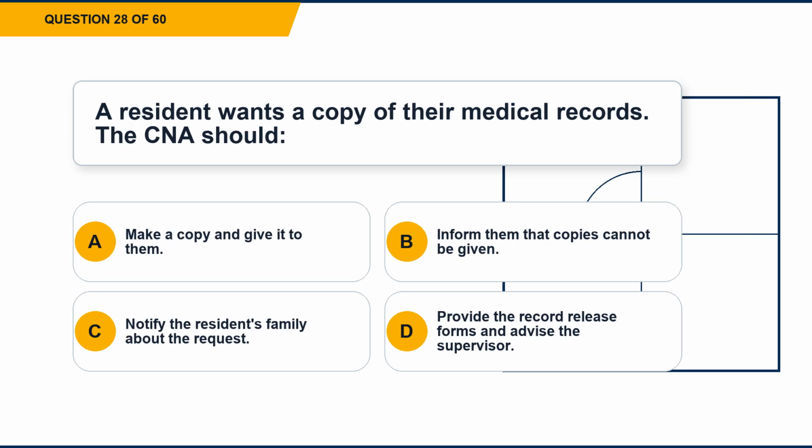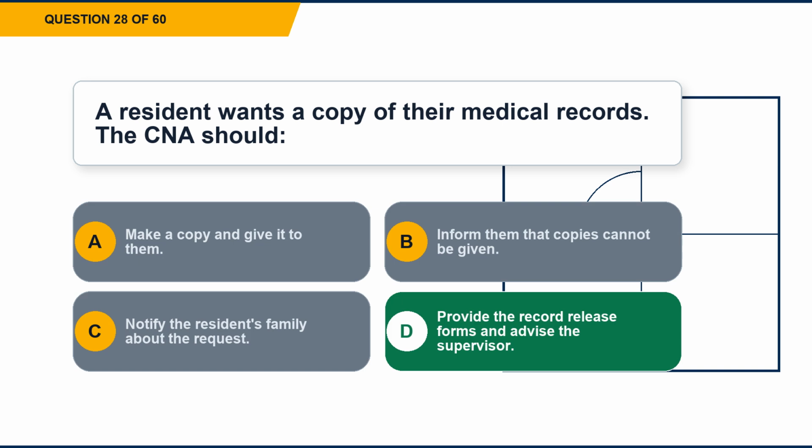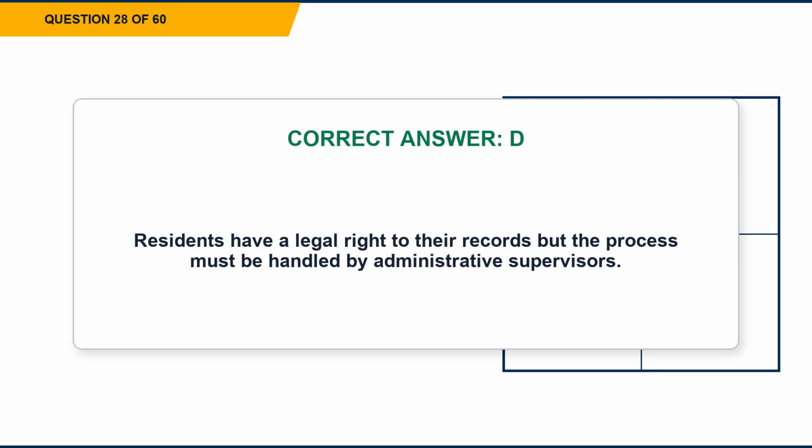Question 28. A resident wants a copy of their medical records. The CNA should: Option A, make a copy and give it to them. Option B, inform them that copies cannot be given. Option C, notify the resident's family about the request. Option D, provide the record release forms and advise the supervisor. The correct answer is option D, provide the record release forms and advise the supervisor. Explanation: residents have a legal right to their records, but the process must be handled by administrative supervisors.